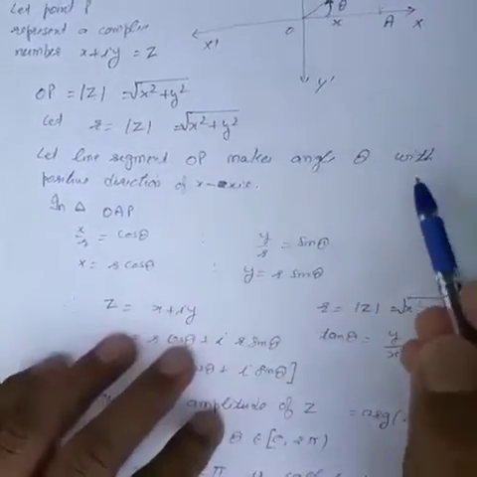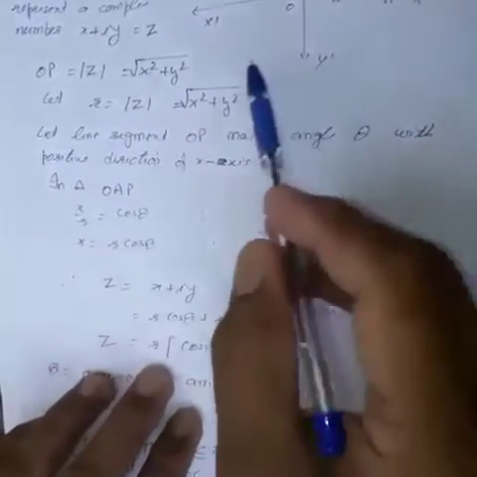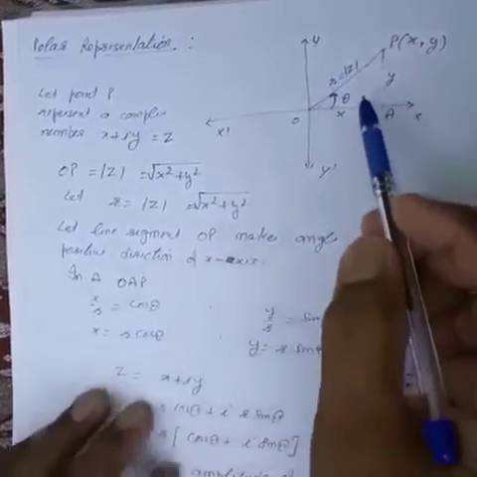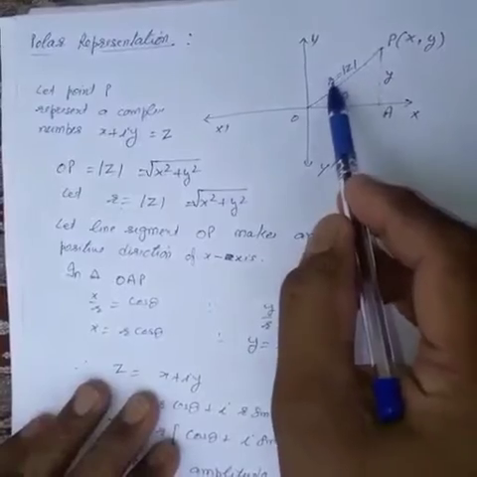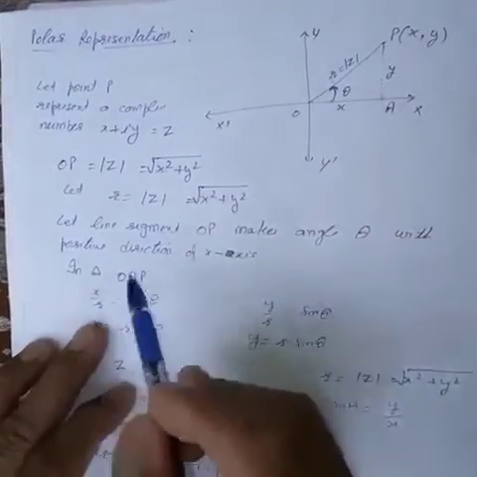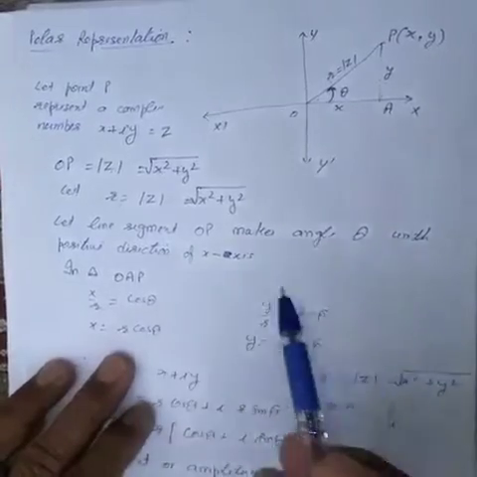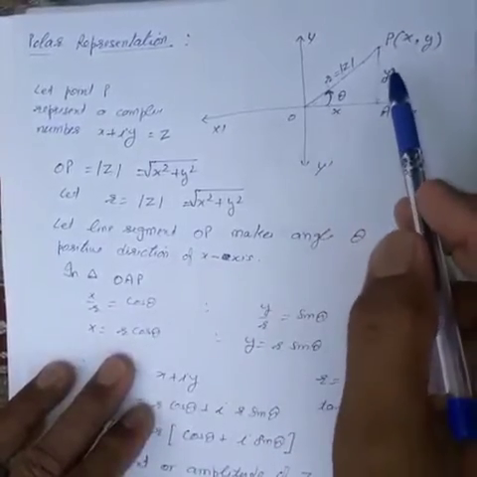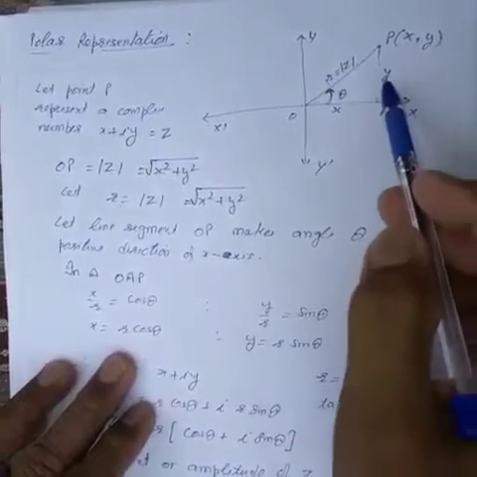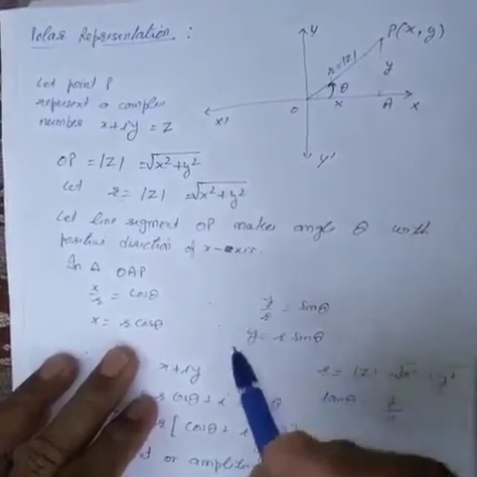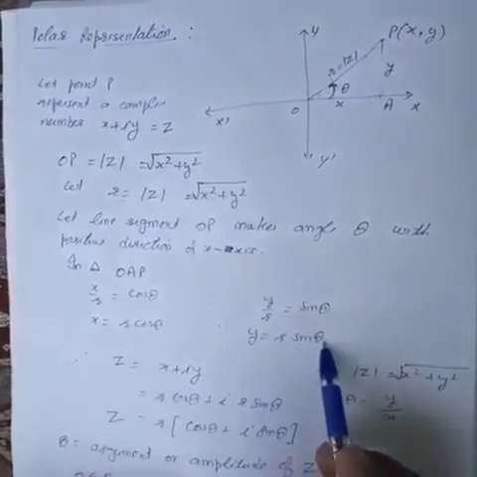Then in this triangle OAP, what is cos theta? Cos theta, we know, is base upon hypotenuse. Base is x upon r, so we can calculate x from there. It is r cos theta. Similarly, in the same triangle, what is sin theta? Sin theta is perpendicular upon hypotenuse, so sin theta is y upon r, so y is r sin theta.